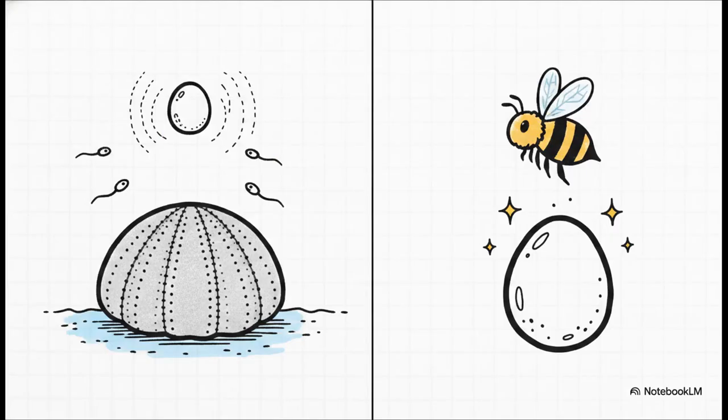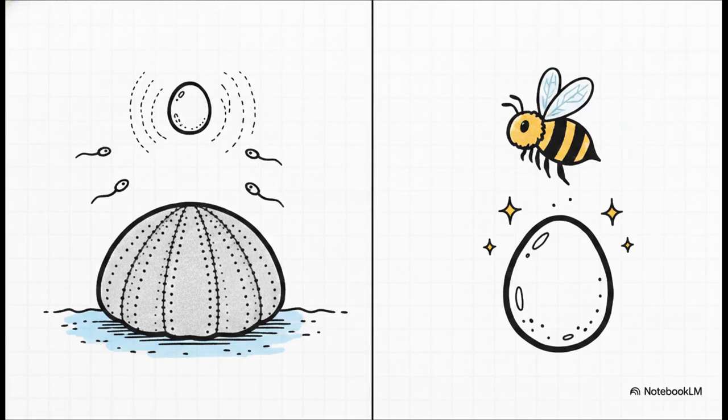And even within the animal kingdom, the variations are crazy. Take sea urchins. They don't even use internal fertilization. They just release their gametes directly into the open ocean. The eggs exude these soluble jelly coats that act like chemical beacons, attracting swimming sperm in this massive, chaotic seawater environment. Or look at ants and bees.